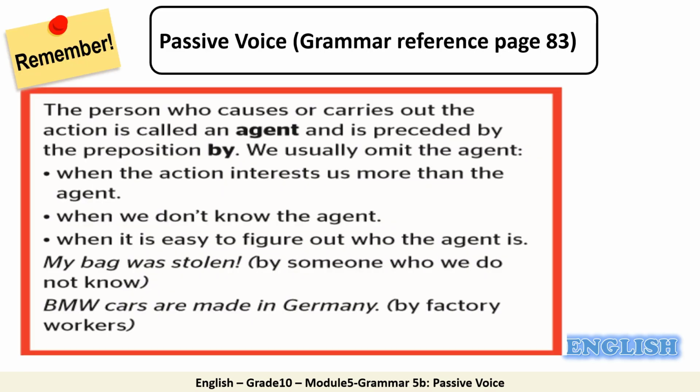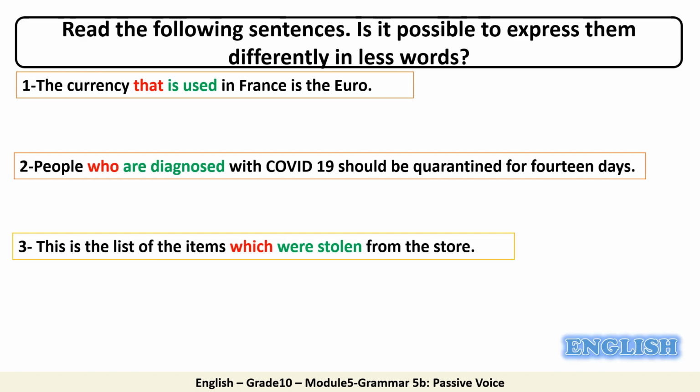You can read through the grammar reference, page 83, for further understanding. Now, dear students, read the following sentences. 1. The currency that is used in France is the euro. 2. People who are diagnosed with COVID-19 should be quarantined for 14 days. 3. This is the list of the items which were stolen from the store. Now, is it possible to express these sentences differently in less words? Pause the video and try.